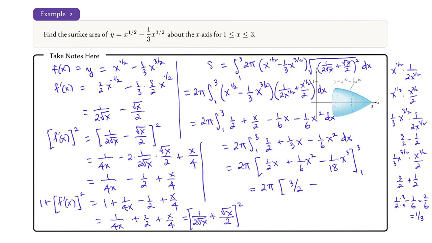Plugging 3 into this antiderivative, we have 3/2. Plugging in 1, we have 11/18. 3/2 minus 11/18 is 8/9. And so the surface area is 16 pi over 9. It is the exact area.